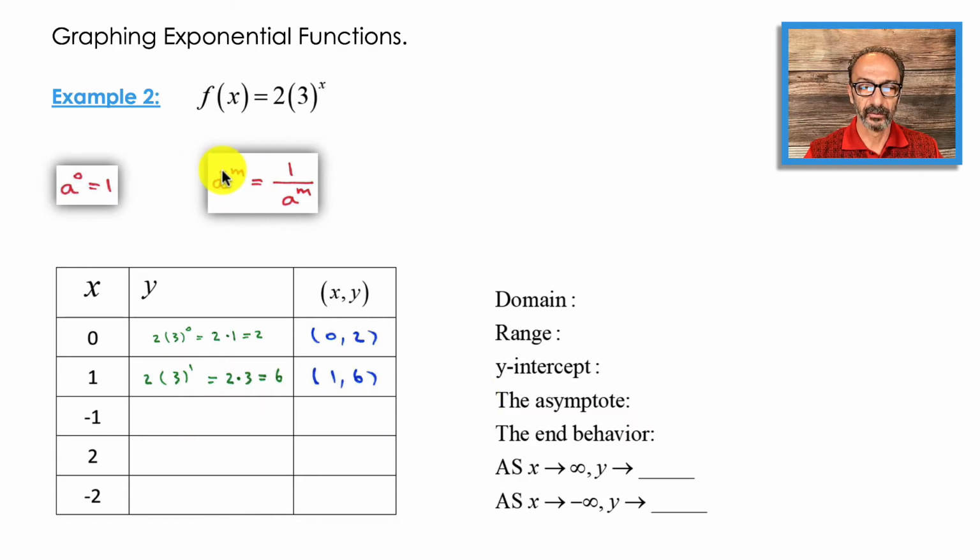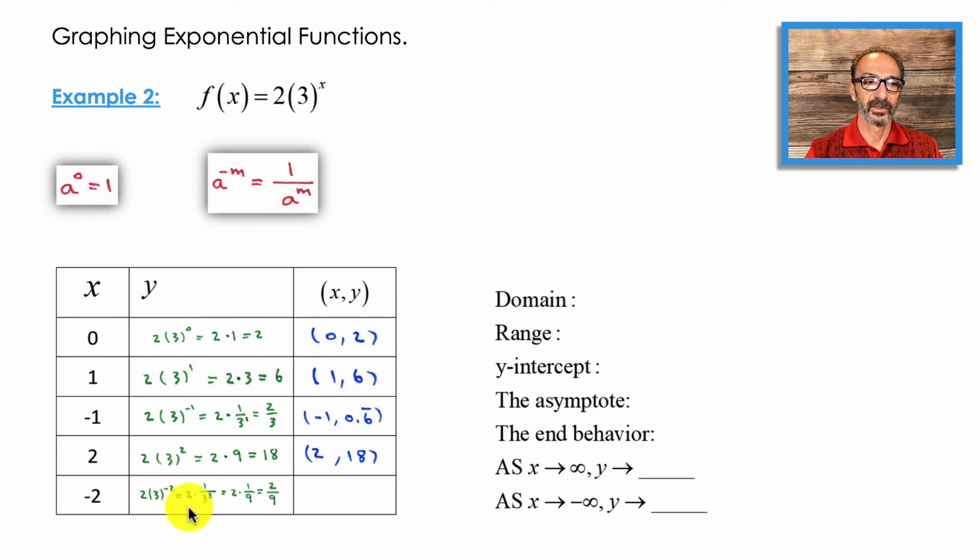Negative 1, we have to flip it. So 3 to the power negative 1 becomes 3 to the power 1 in the denominator. 2 times 1/3 is 2/3, or 0.6 repeating. 2 will be 2 times 3 to the second, 2 times 9, and that's 18. Negative 2, again, we have to apply this rule. So it's 3 to the power negative 2, it's actually 3 to the second in the denominator, which is 1/9. 2 times 1/9 is 2/9, which is 0.2 repeating.